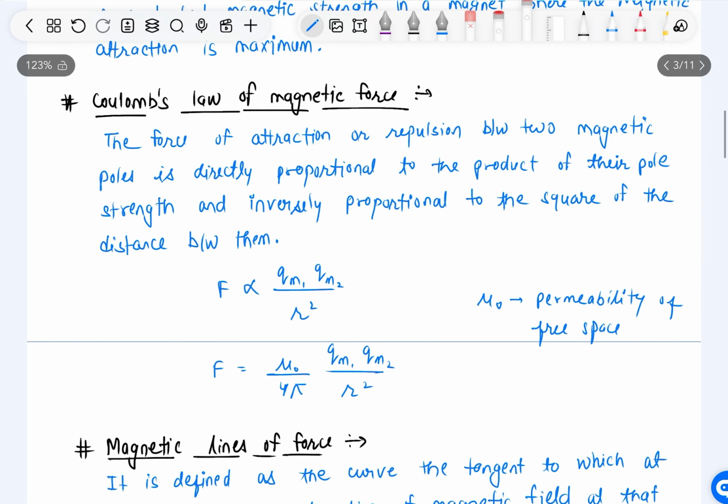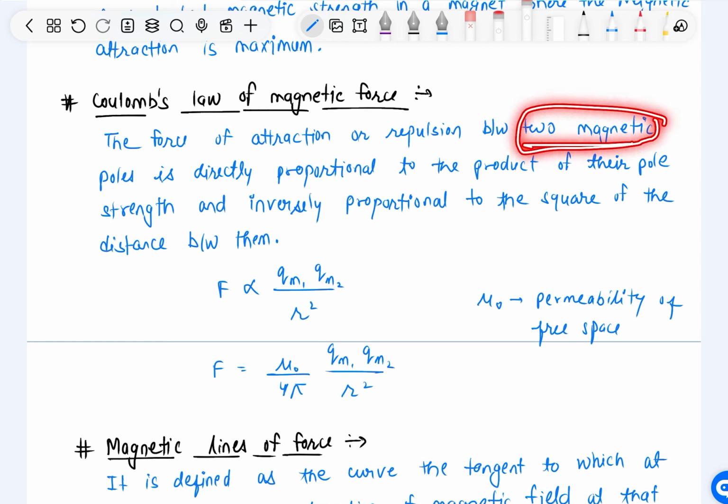Next is Coulomb's law of magnetic force. Like charges, magnets also have Coulomb's law. The force of attraction or repulsion between two magnets, where for charges we write two charges here.